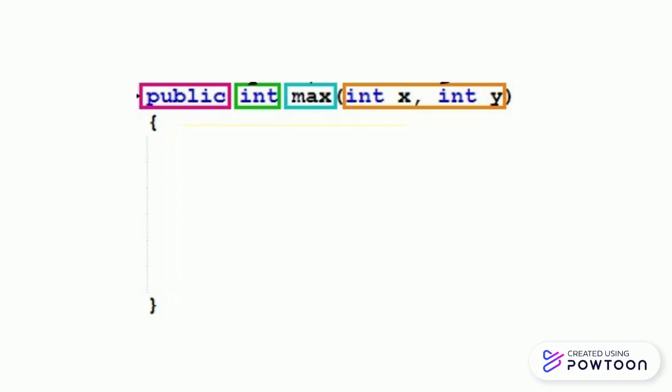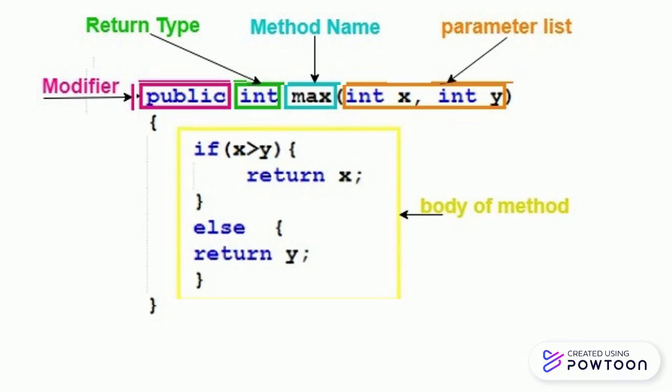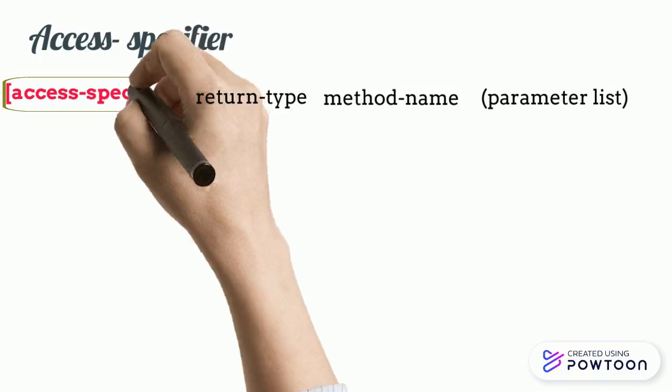Let's relook at the maximum function. Public. Public is the modifier, int is the return type, max is the name of the method, and inside the brackets we have the parameter list followed by the body of the method. Let's look at each of these in detail.